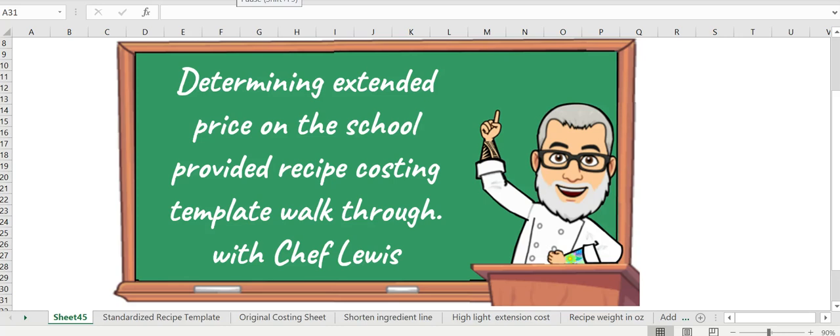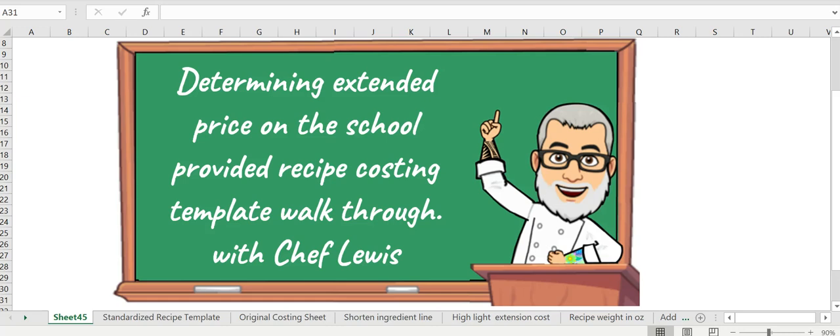Right, hello, this is Chef Lewis, and I've had some requests to explain some things on the recipe costing sheet for you guys. And I've done some videos, and it occurred to me today that maybe a really good way to do this would be to take the most common error and show you how to fix it. So that is what we're going to do.